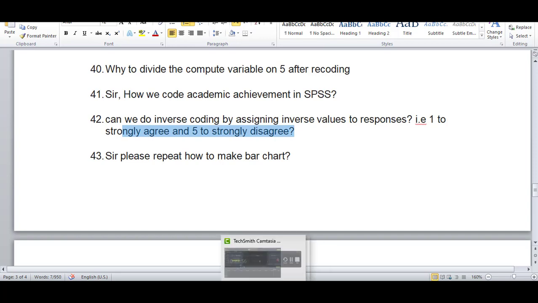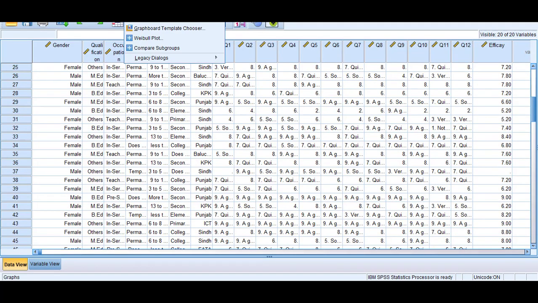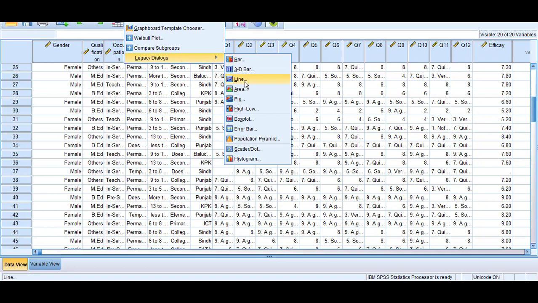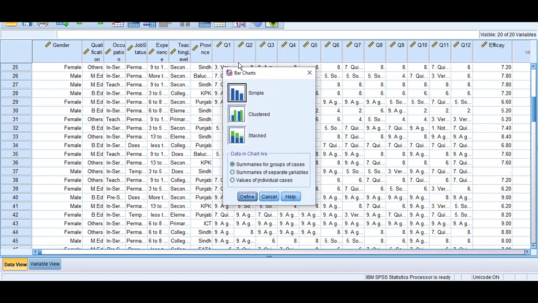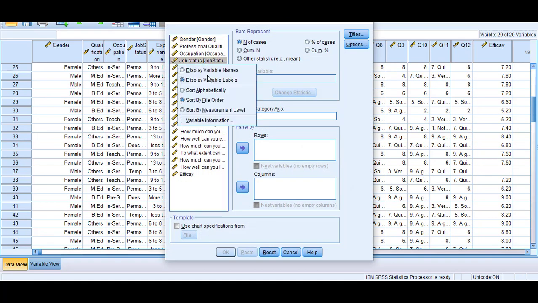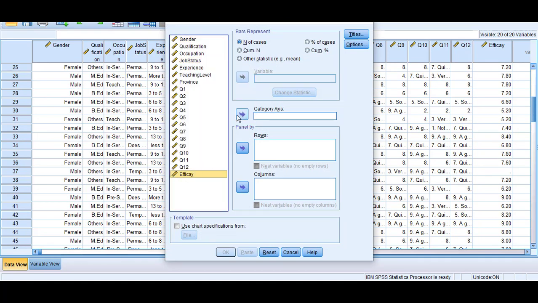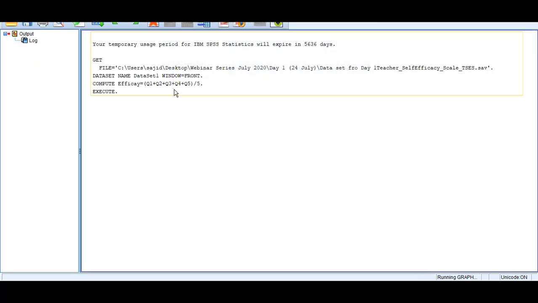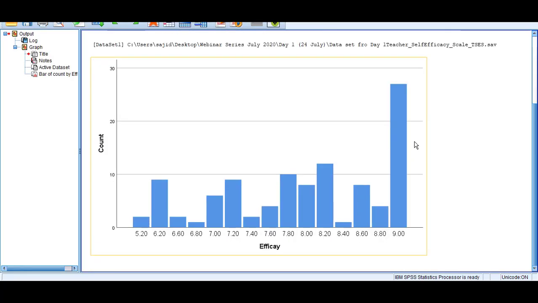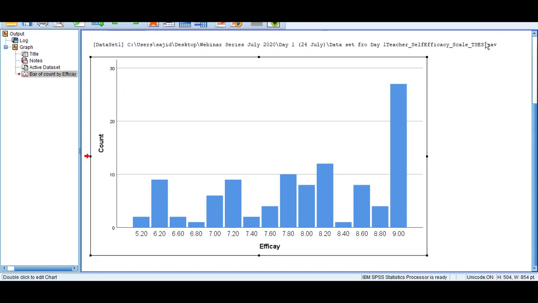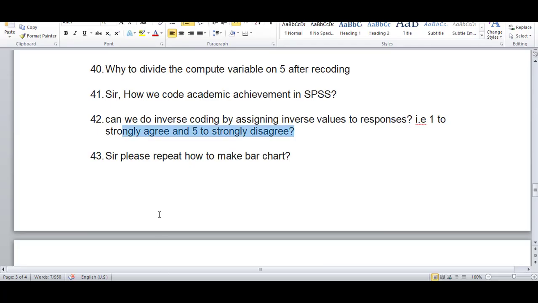Repeat how to make a bar chart. It's very simple. Go to Graphs, Legacy Dialogs, and there is Bar chart. This is a simple bar chart. You can also make a cluster chart if you have more than 2 groups, or a stacked chart, for example if you want to compare male and female simultaneously. I will make a simple bar chart with the variable efficacy, then OK, and this is the bar chart. This is how simple it is.